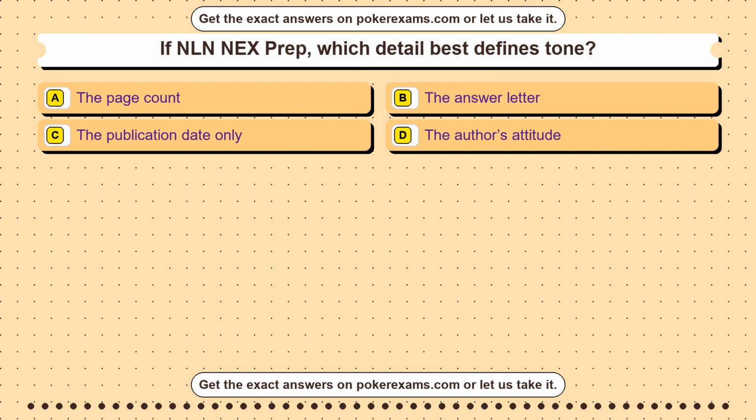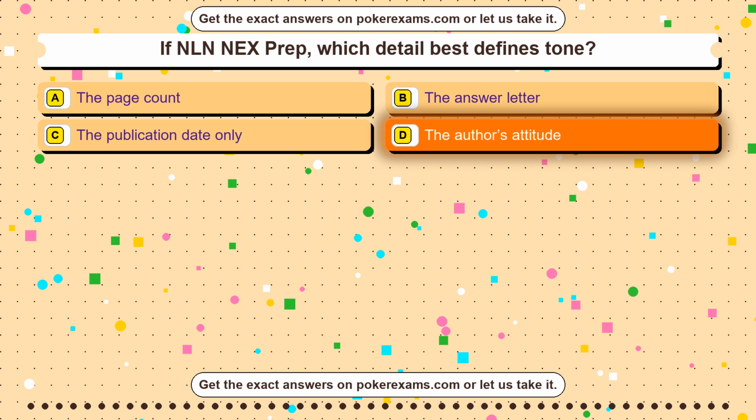Question 50. If NLN NEX Prep, which detail best defines tone? Option A. The page count. Option B. The answer letter. Option C. The publication date only. Option D. The author's attitude. The correct answer is option D.